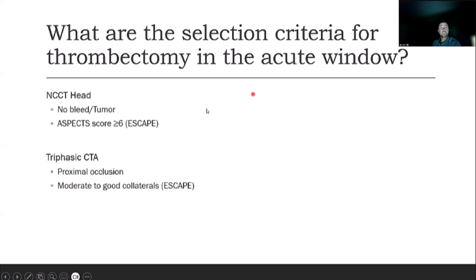So what are the selection criteria for thrombectomy in the acute window? On our non-contrast head, we want to make sure there's no mimic, no tumor, no bleed, and we want an ASPECT score of equal to or greater than 6. And on our triphasic CTA, we need the proximal occlusion, and we need moderate to good collaterals. So basically anything above a 2.